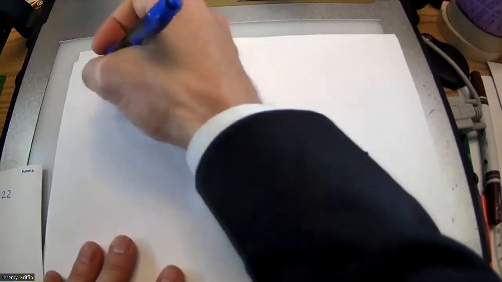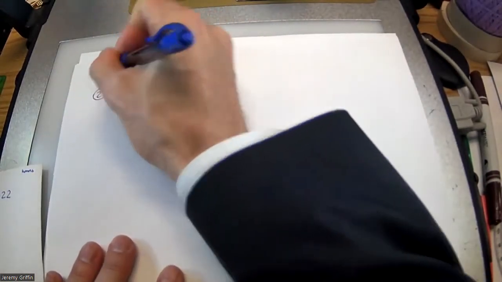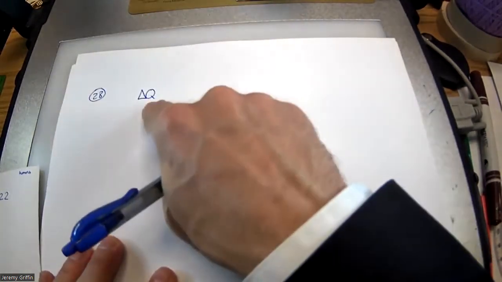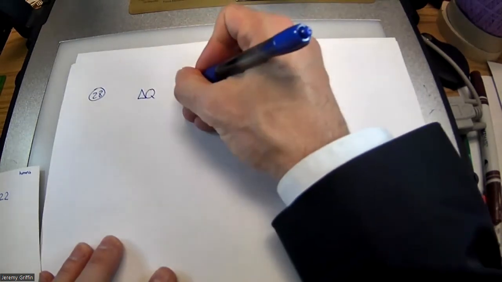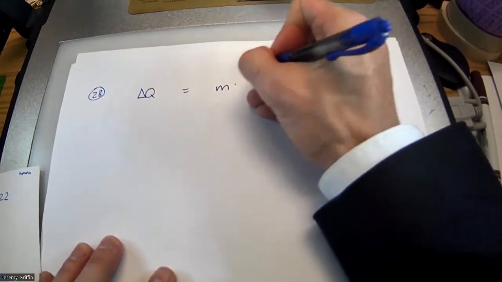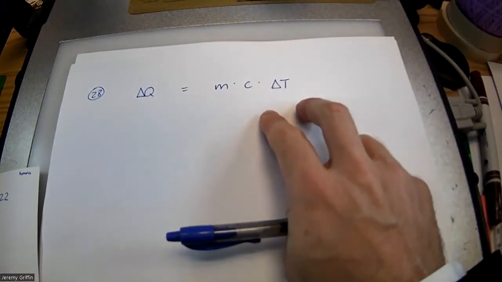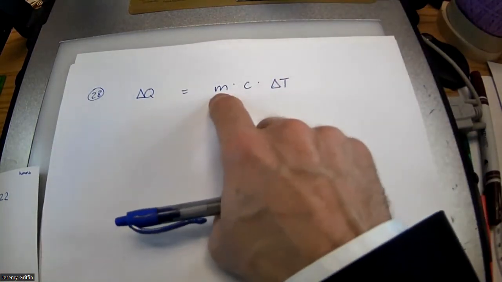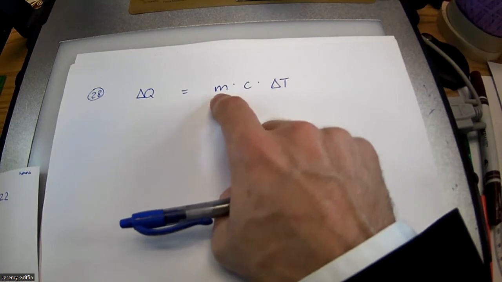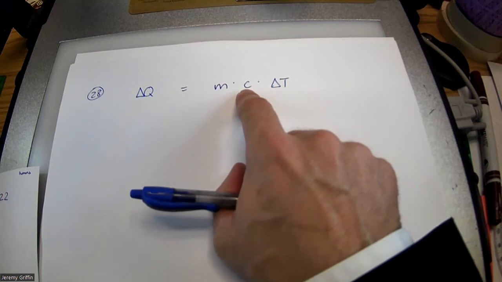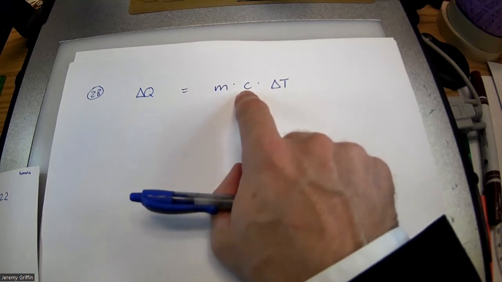So this is number 28. Back up here, the increase in heat energy, delta Q, the exchange of heat energy, is equal to m C delta T. This is a formula that was on that PowerPoint yesterday. So M stands for the mass. How much mass of water are we heating up? Delta T is the change in temperature, and C is specific heat capacity.